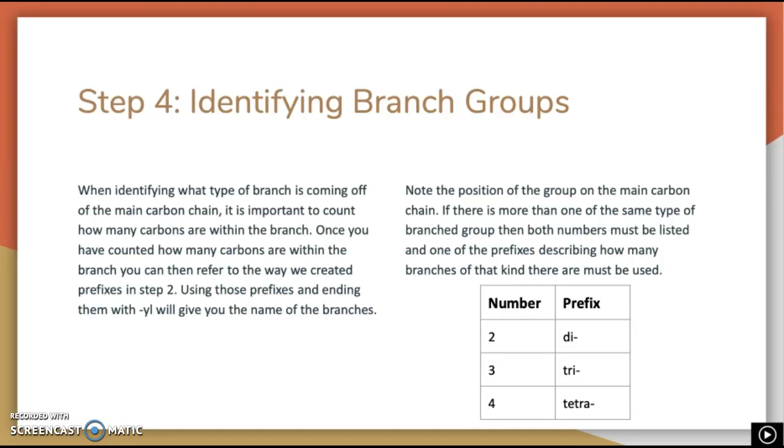When you're writing out the full name and where the branches are, you have to be sure to place the numbers in numerical order with the branches, starting from the smallest to the biggest, then giving the prefix describing how many there are and then the rest of the name. It is also important to know that the branched groups must be listed before the name of the main chain in alphabetical order, being sure to ignore the prefixes di, tri, and tetra.